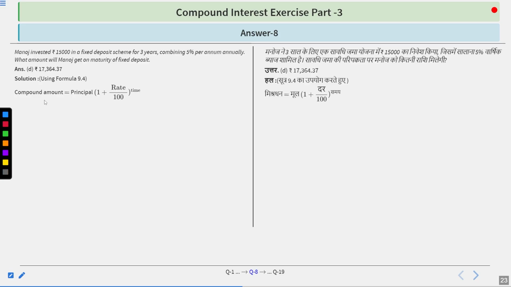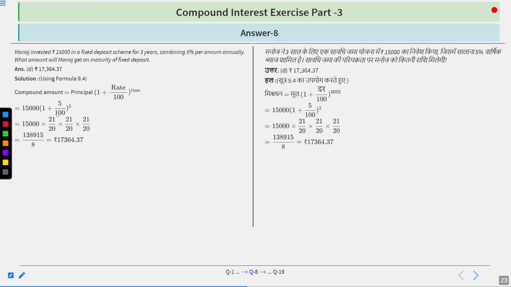Compound amount is equal to principal into 1 plus rate upon 100, whole power time. That is equal to principal 15,000, into 1 plus rate 5 upon 100, and time was 3 years, so whole power 3. That is 15,000 into 1 plus 5 upon 100, which is 21 upon 20. But here the power is 3, so we write 21 upon 20 thrice: 15,000 into 21 upon 20 into 21 upon 20 into 21 upon 20.